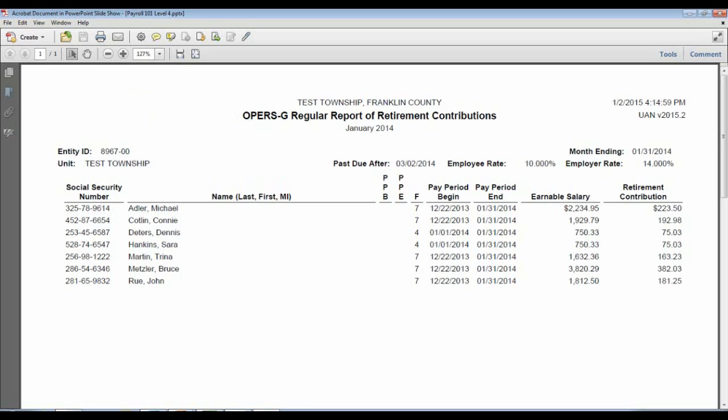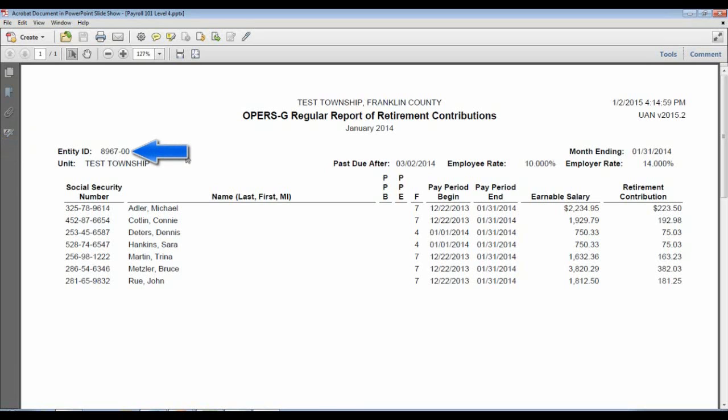Let's discuss what is required for each contribution report. The employer's name is required here under Unit. The OPERS Employer Code, or Entity ID number. This is the employer's identification number. OPERS assigns a number to each employing unit within the entity, one for OPERS G and one for OPERS L. The last digit of the number, 0 or 8, refers to the taxable status of contributions.